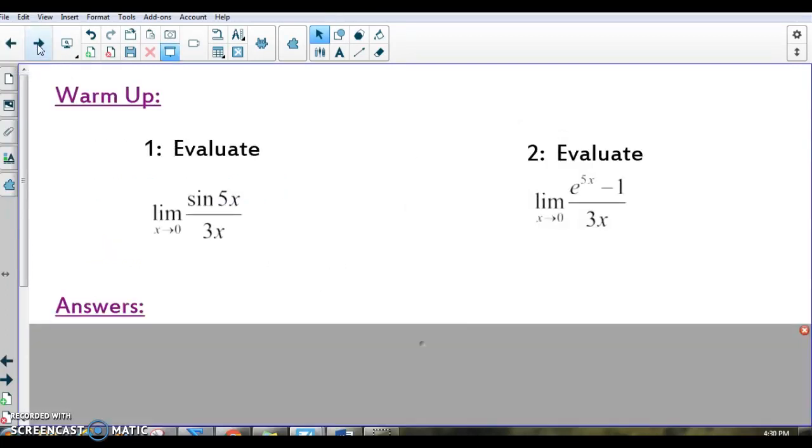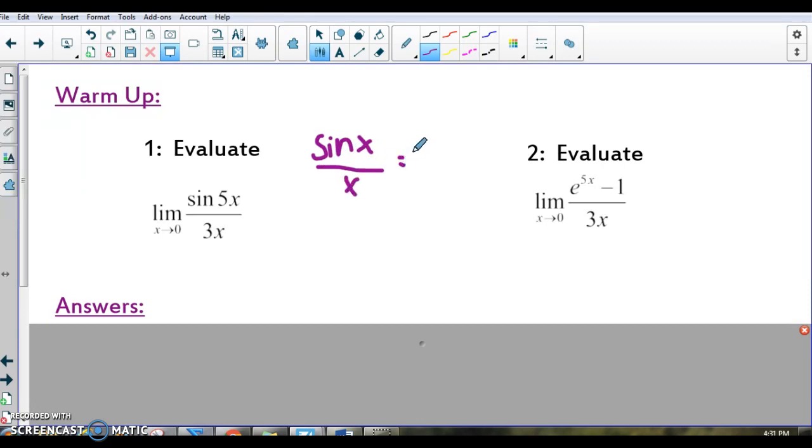So we're going to be talking about limits a lot in the next couple chapters. And so we're just doing a quick review. At least the first one is a review. So we want to know the limit as x approaches 0 of sine of 5x over 3x. Well, back in pre-calc, you would have learned that the limit as x approaches 0 of sine of x over x was equal to 1.